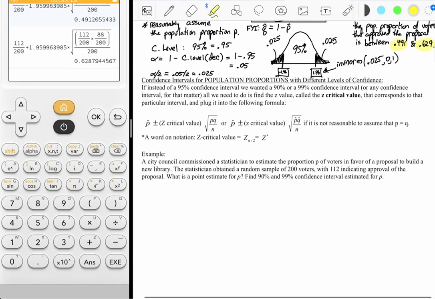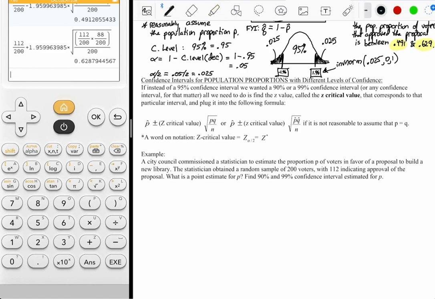Okay, the only difference between this problem and the one that we just did is that our confidence level is changing. Right. So same structure. What's the point estimate for P? We know that. So P hat. Oh, that's not a marker.